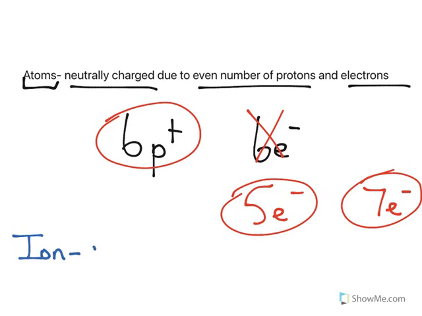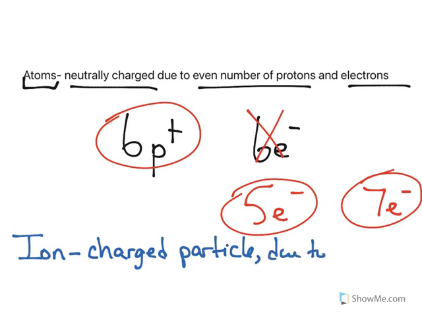An ion is a charged particle, and we're going to simplify this a bit for now, but it's a charged particle due to having an unequal number of protons and electrons.